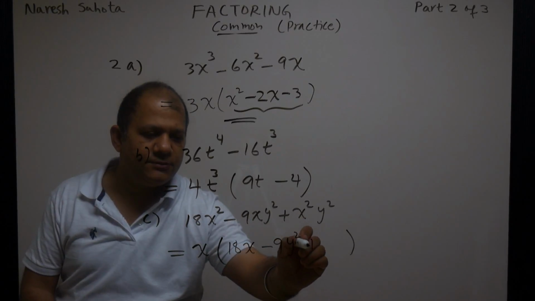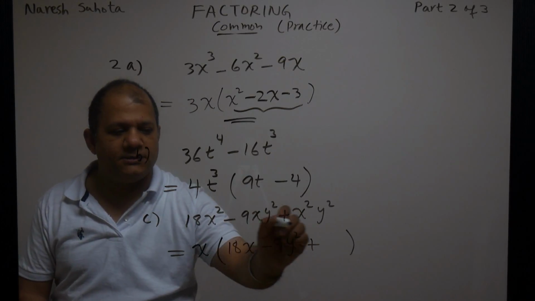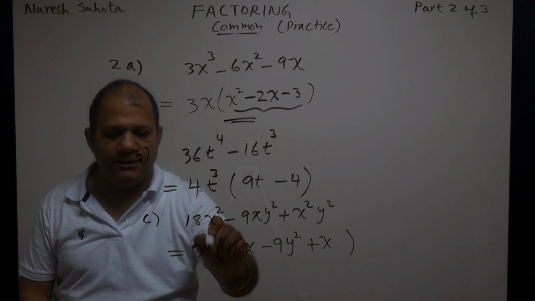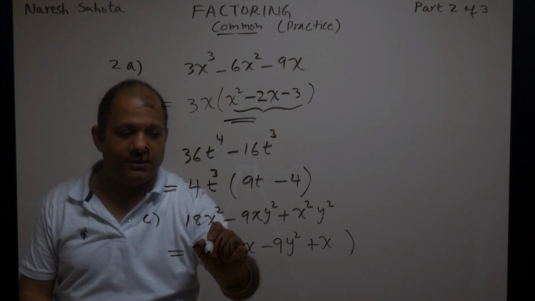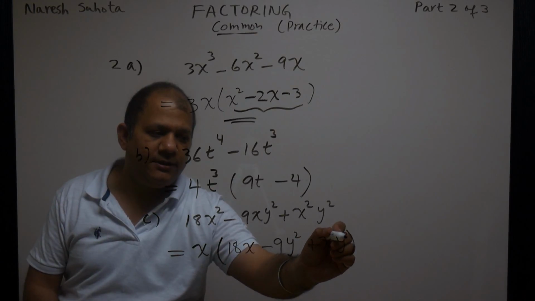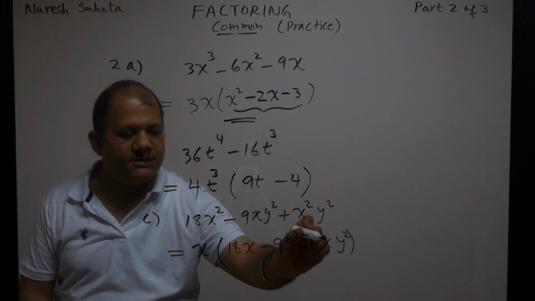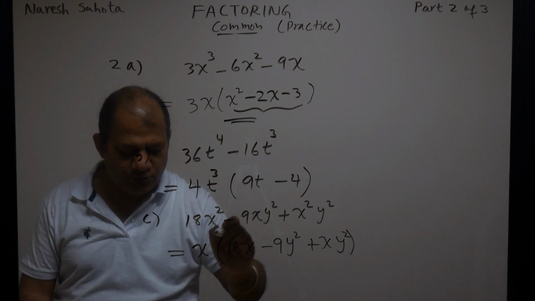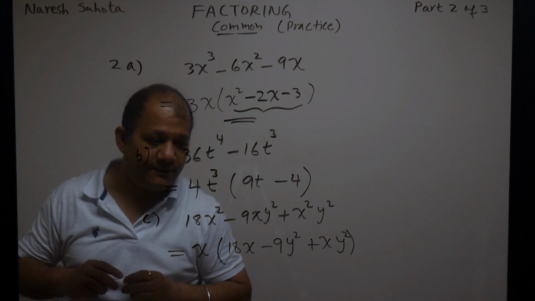And lastly, so have your plus, x times x will give me x squared. Y squared, I don't have any y out here, so I need y squared as a factor. So x times x gives me x squared times y squared is y squared. So that's the answer there.